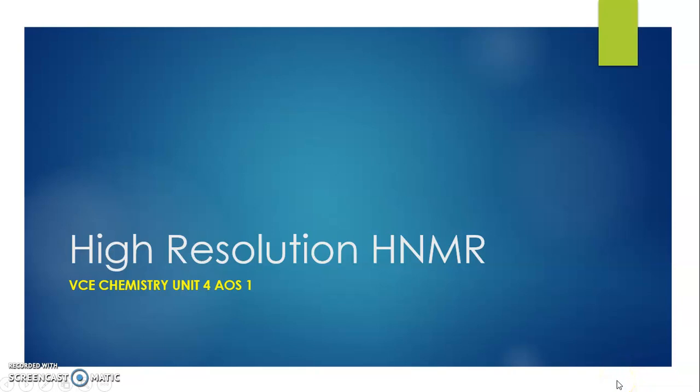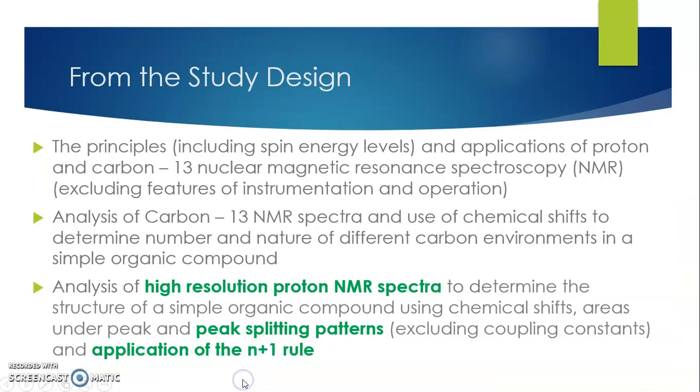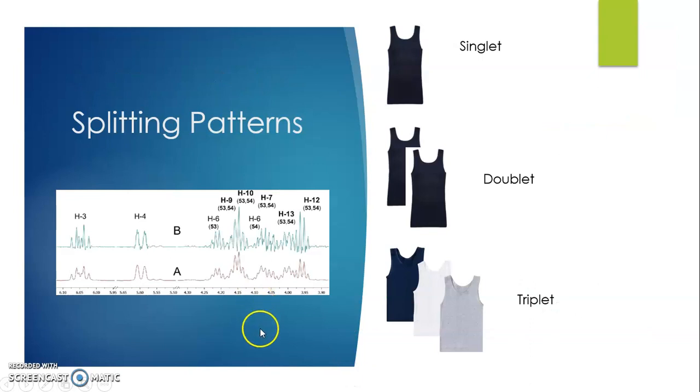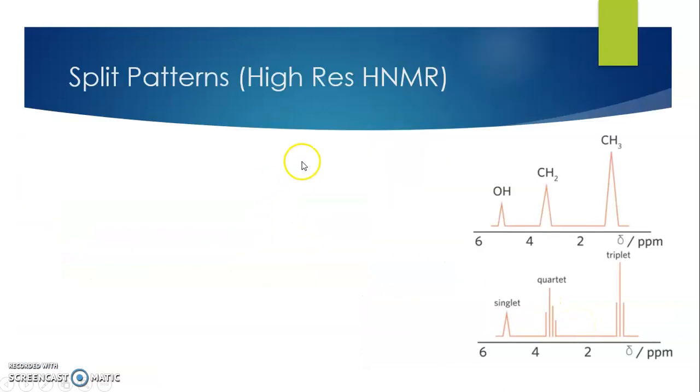VC Chemistry, Unit 4, High Resolution HNMR. In this video, we will focus on how we use high-resolution proton NMR to identify the structure of a simple organic compound, specifically using splitting patterns and applying the N+1 rule. Splitting patterns. Are you a singlet or doublet or triplet? Well, it's not really like that.